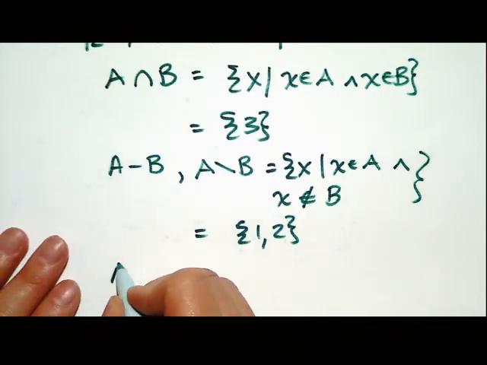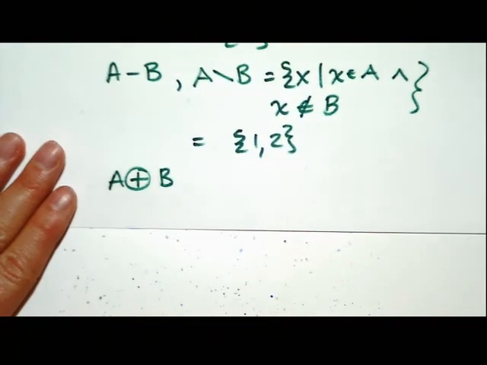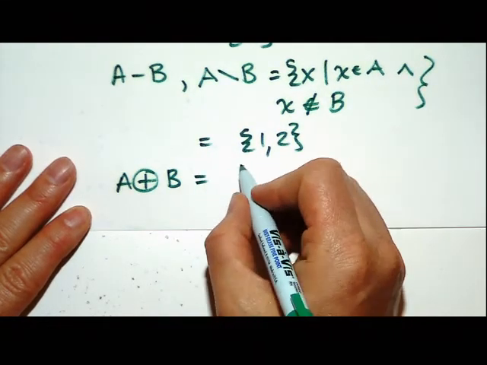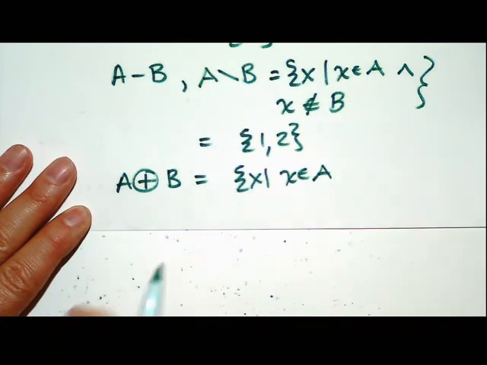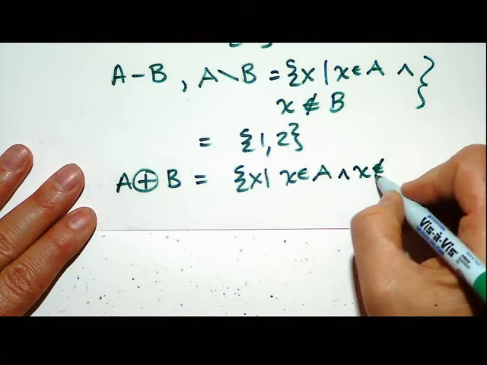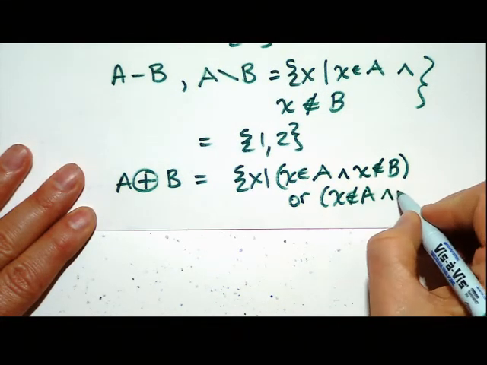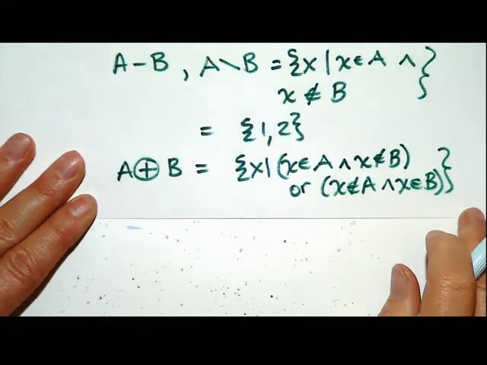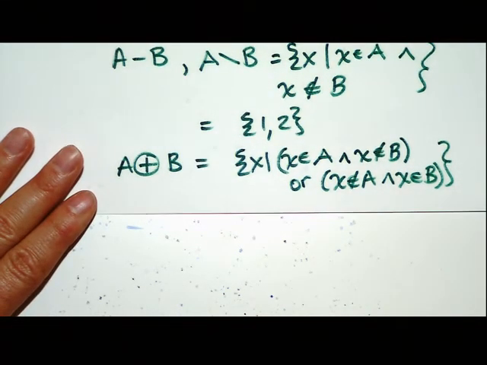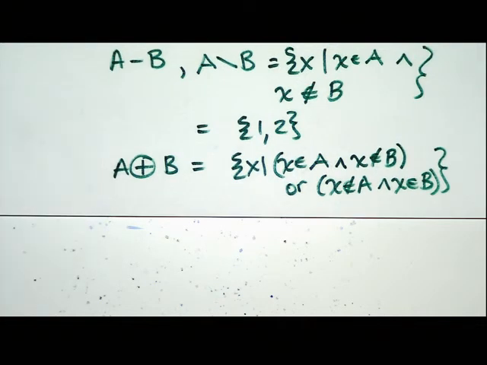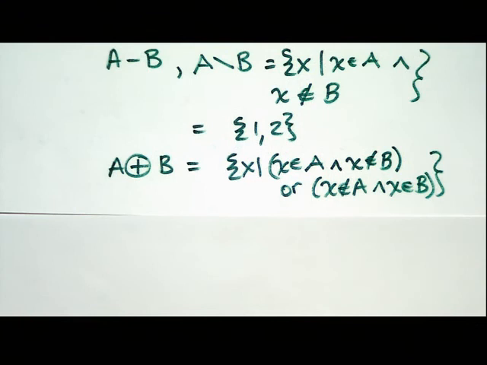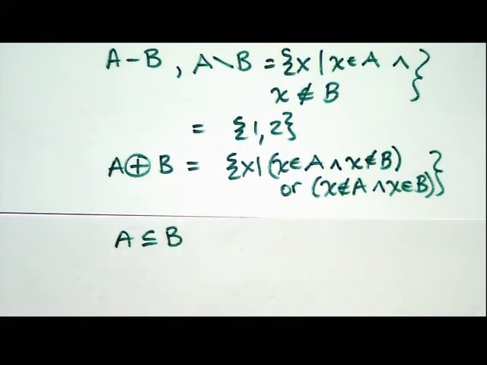Okay, we can also do exclusive OR. So exclusive OR is exactly what you would think it would be. It is X, so that X is in A and X is not in B, or X is not in A and X is in B. Okay, so those are set operators.